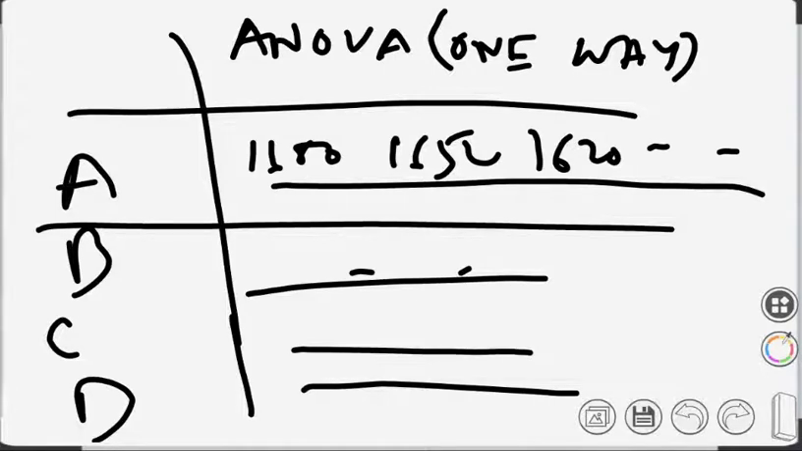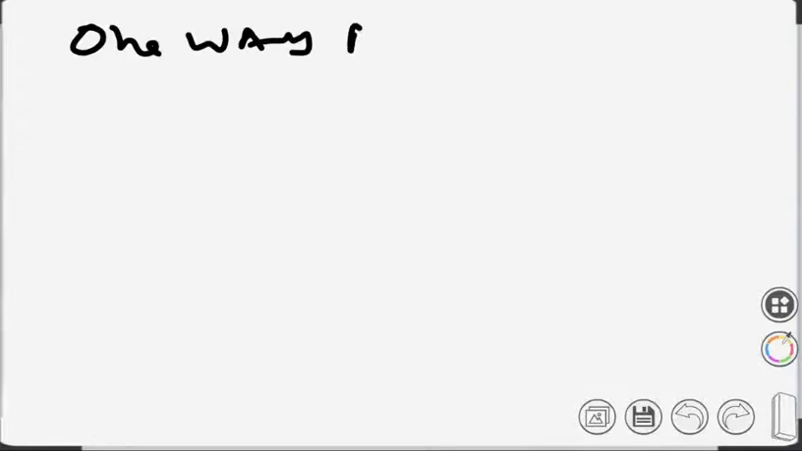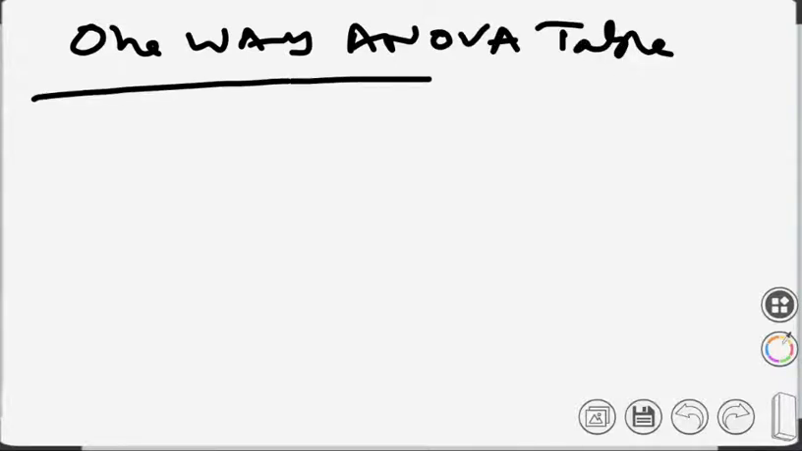Okay. So, one-way ANOVA table. These are the things that we need to calculate. We'll make a table, the one-way ANOVA table.